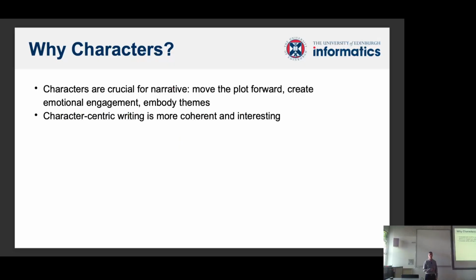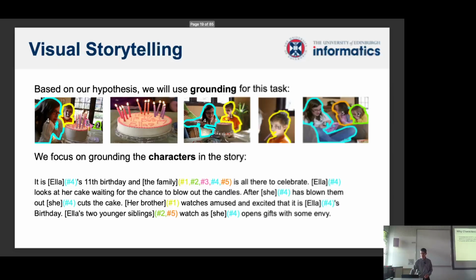They often, in a longer story, I mean, these stories are tiny, but if you have a movie, for example, the characters are really important. They drive your engagement with the story. They embody certain themes. Often the characters symbolize something and so on, so they really contribute to the narrative. And if I write a story with characters at its center, then it's just going to be more coherent, more interesting. So that's the justification for not grounding everything, but just grounding the characters.